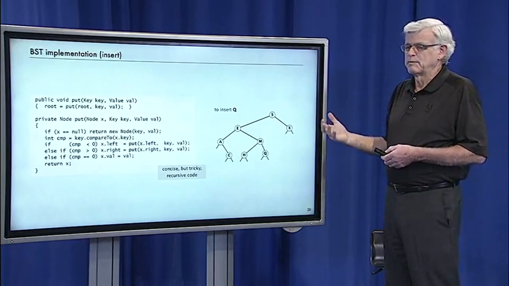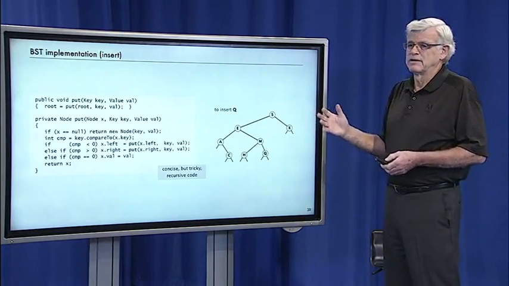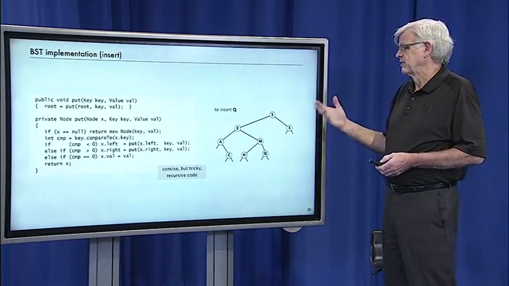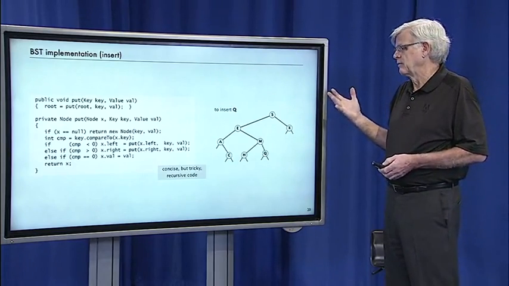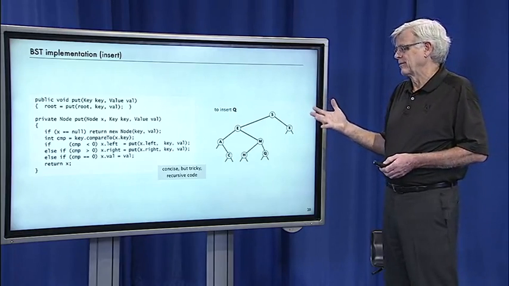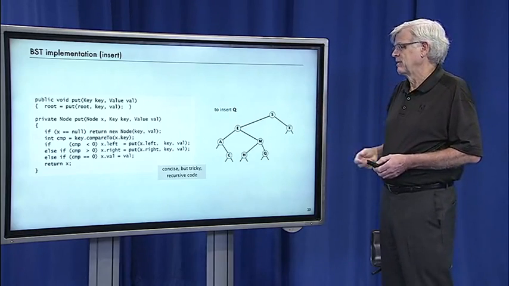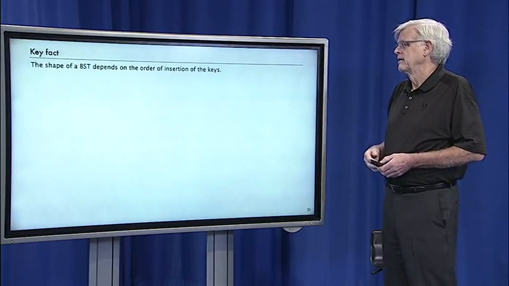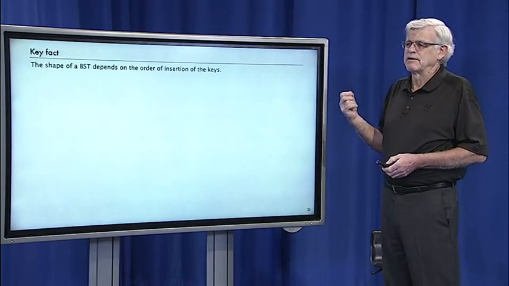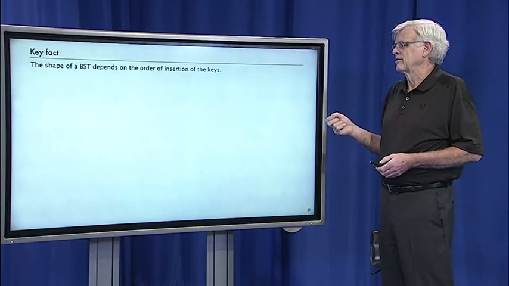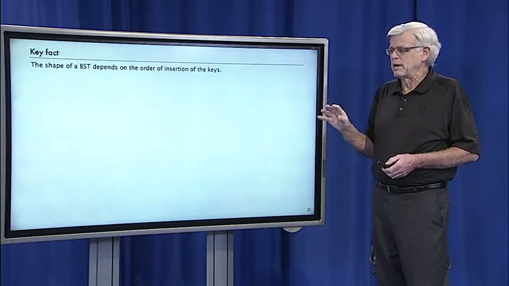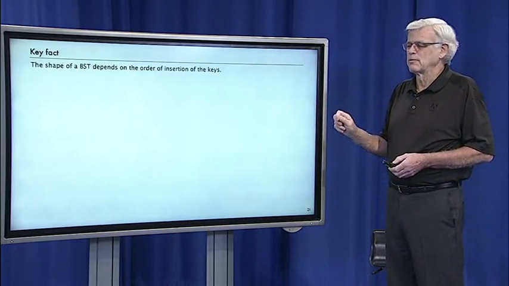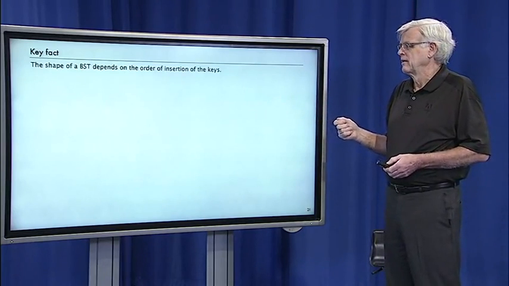And then now we've implemented both insert and search. And so that's an important algorithm that we want to analyze the performance of. It's actually got good performance and it's widely used. Now the key fact that we have to worry about in doing this analysis is that the shape of a binary search tree depends on the order of insertion of the keys.